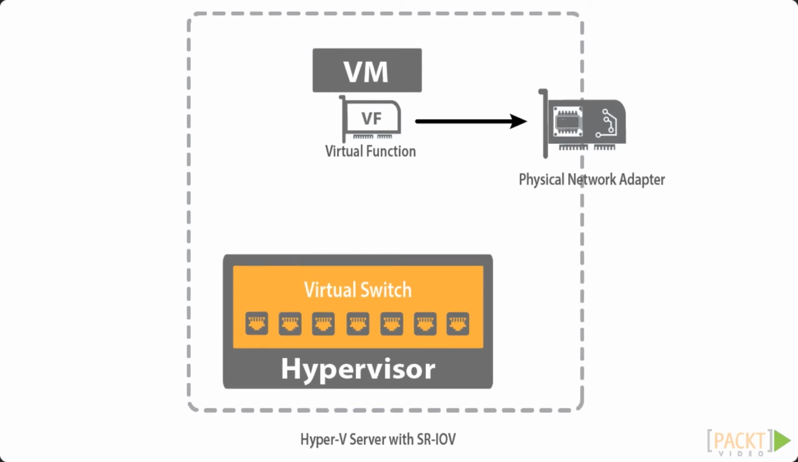With SR-IOV, all VM network traffic goes directly through the physical network adapter via the virtual function interface. This can lower CPU utilization on the Hyper-V host and increase network throughput significantly.